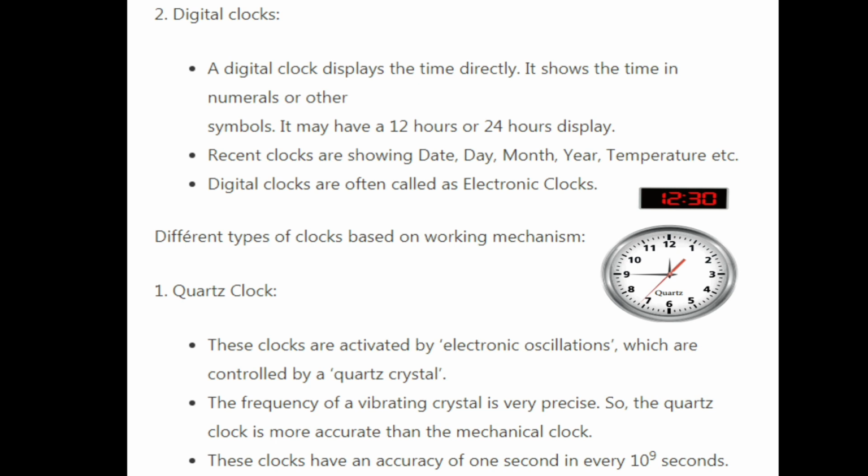Next, we are going to explain about different types of clocks based on their working mechanism. First one, quartz clock. These clocks are activated by electronic oscillations which are controlled by a quartz crystal. The frequency of a vibrating crystal is very precise, so the quartz clock is more accurate than the mechanical clock. These clocks have an accuracy of 1 second in every 10 to the power 9 seconds.